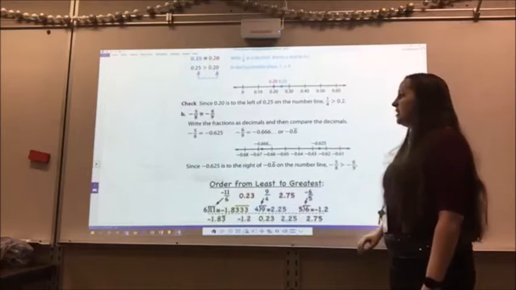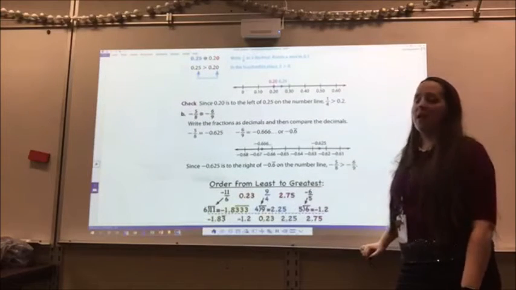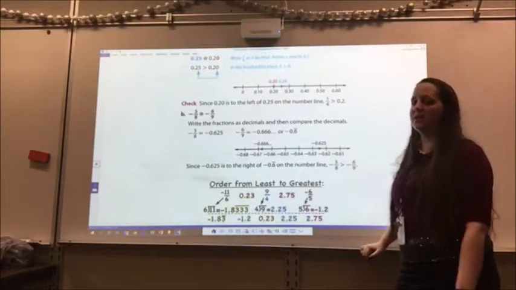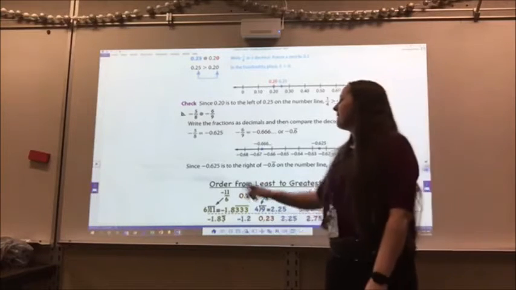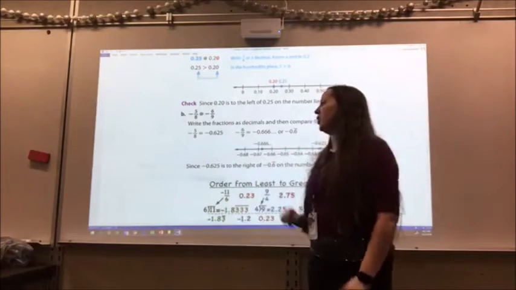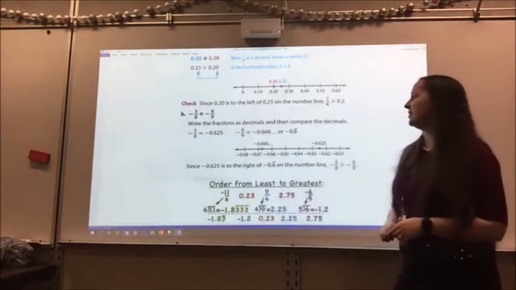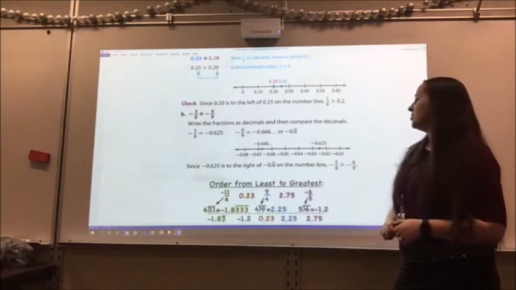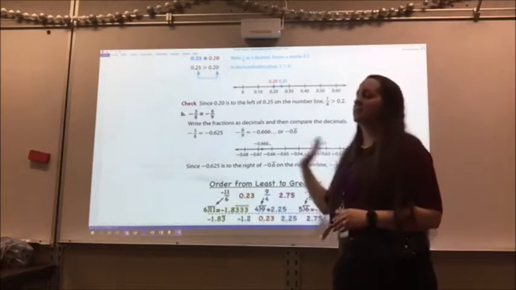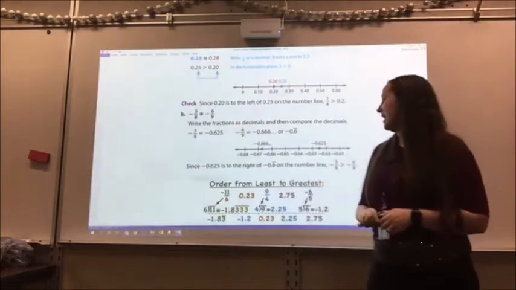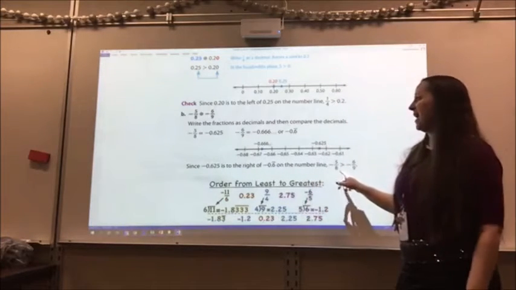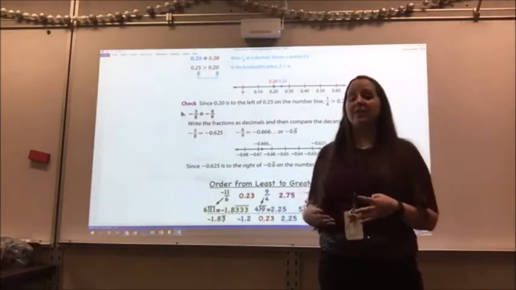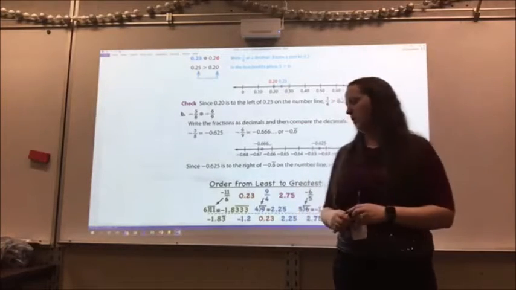For letter B, -5/8 and -6/9. Okay, so again, I changed both of these into decimals. -5/8 is -0.625, and -6/9 is -0.6 repeating. Okay, so that means -0.6 is further on the negative side, which means -5/8 is bigger. It's actually closer to 0. Remember, when you're dealing with negative numbers, you want the number that's closer to 0. Okay?